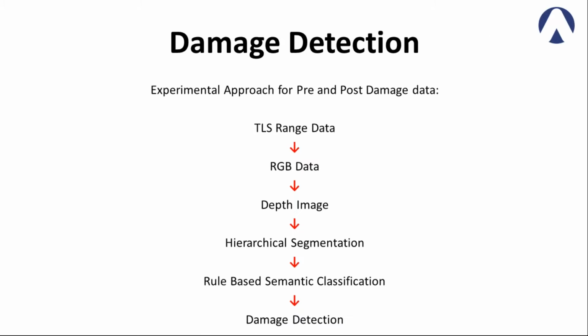For damage detection, you have the terrestrial LIDAR scanning range data. Then you have the RGB data. When you have the RGB data, then you have the depth image. And when you have the depth image, you will go for hierarchical segmentation. And based on the rules of semantic classification, you will detect the damage. It means you have to do the scanning and process the data 2 times. For example, if you are looking at a structure with weathering effects, after 6 months you may find the widening of the cracks and the widening of the joints.